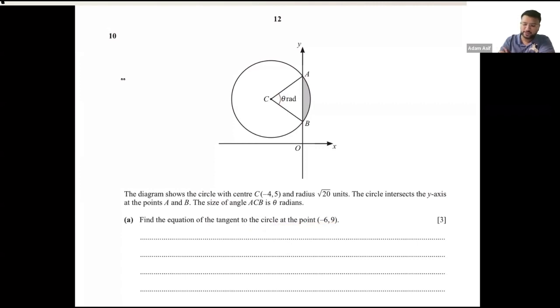अब ये (minus 6, 9) would be somewhere here or here. I don't know exact location. But ये point given है और टेंजेंट की इक्वेशन फाइंड करनी है। तो टेंजेंट की इक्वेशन फाइंड करने के लिए, टेंजेंट इज अ स्ट्रेट लाइन, किसी भी स्ट्रेट लाइन की इक्वेशन फाइंड करने के लिए क्या क्या चीजें आपको पता होनी चाहिए?